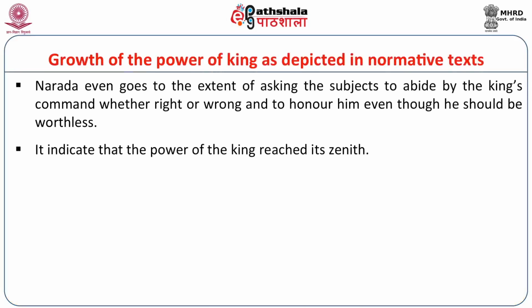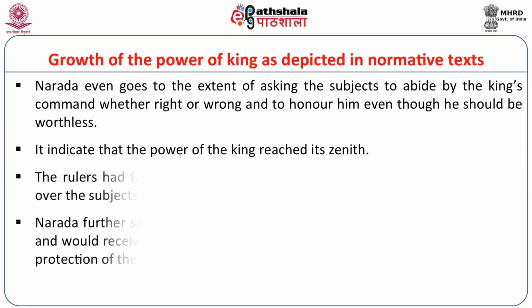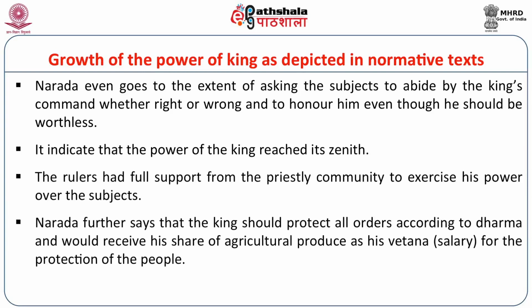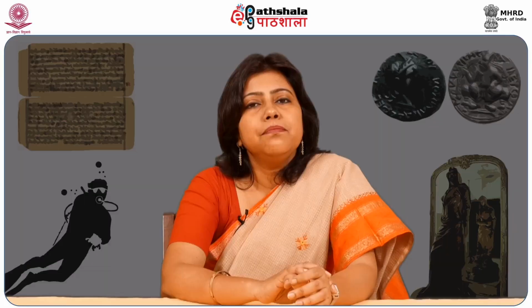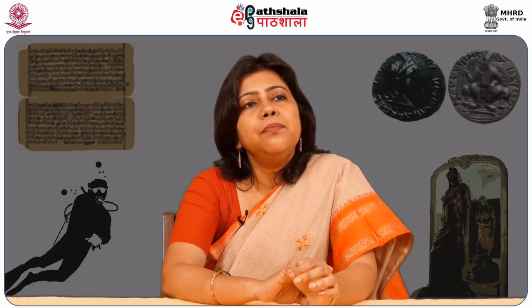These data indicate that the power of the king reached its zenith in the Gupta period. How? With the help of these Brahmana authors of the Dharma Shastras. The ruler had full support from the priestly community to exercise his power over the subjects, because he had the full backup of the writers of the normative texts.